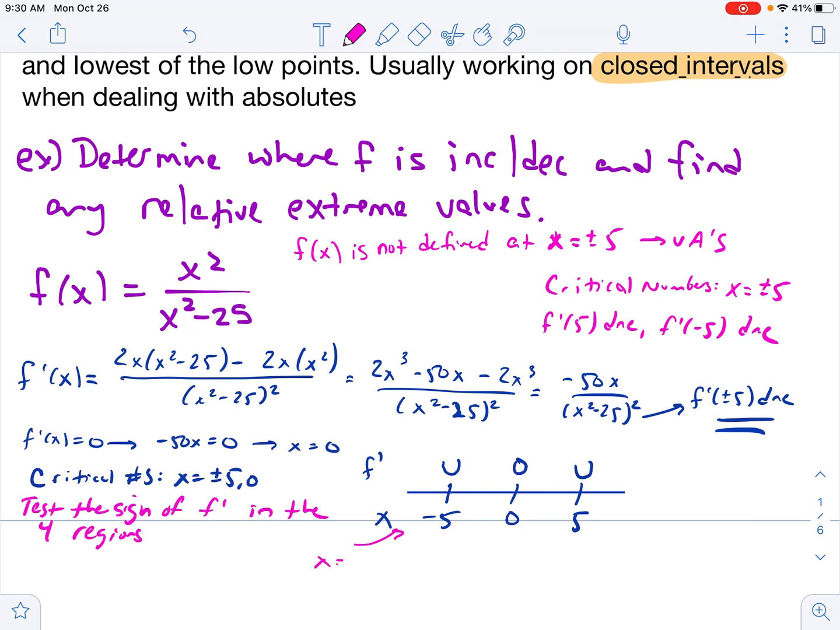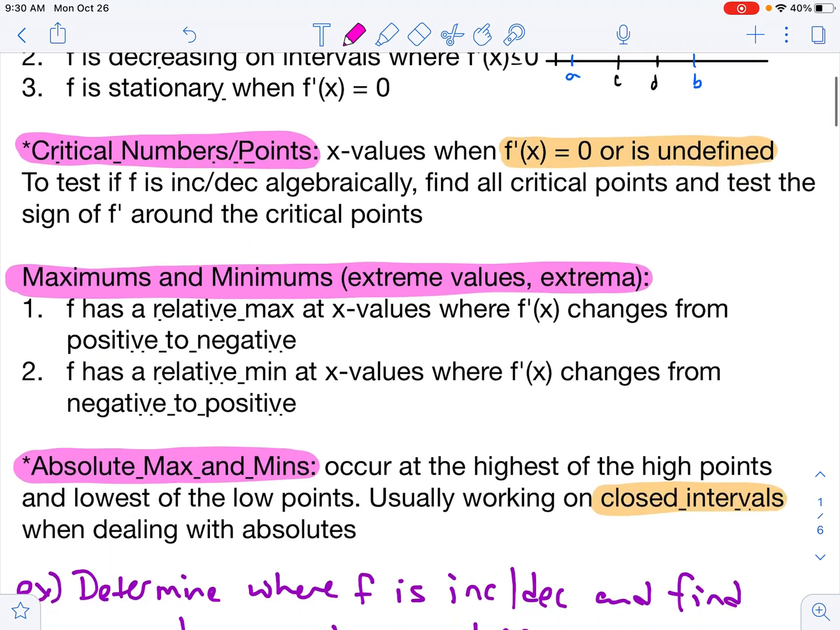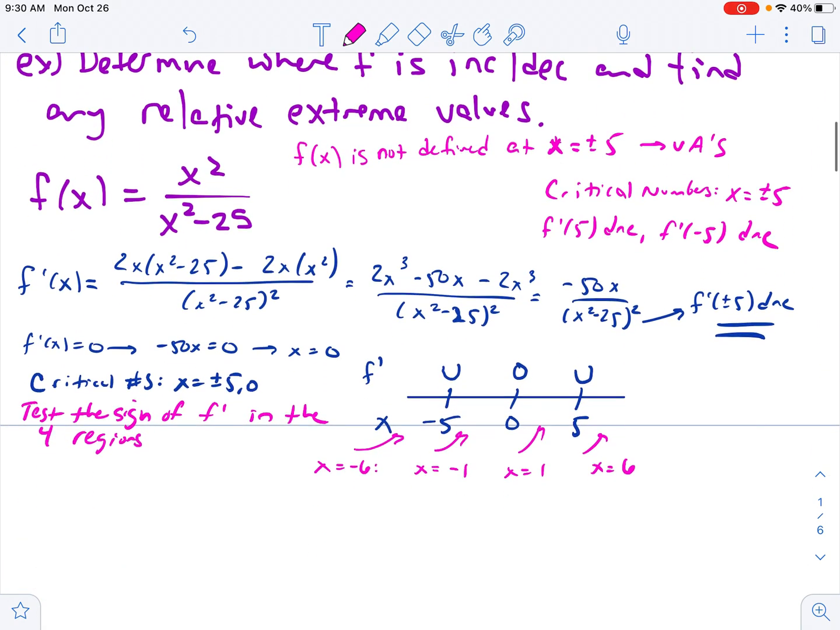For example, over here, I want to take any x value less than negative 5. In here, I'm going to take an x value in between negative 5 and 0, say like negative 1. Here, I'm going to take an x value in between, and over here, I'll take an x value in between. I just want to see if f prime comes back positive or negative in these regions. Because if it's positive, I know the function is increasing in those regions, and if it's negative, I know it's decreasing. We'll see how all this comes together very soon.